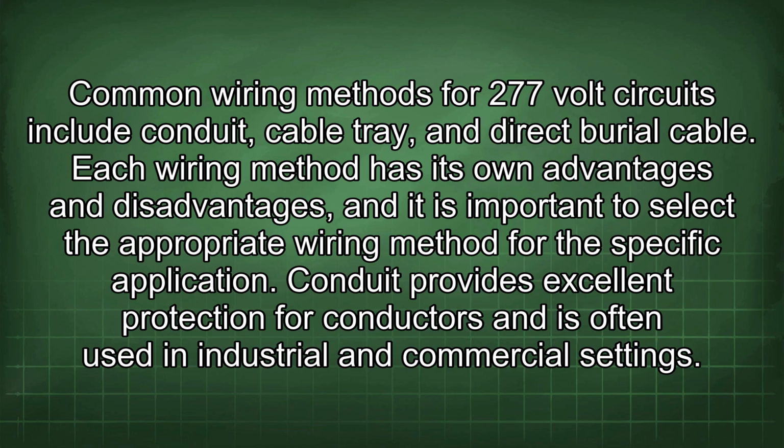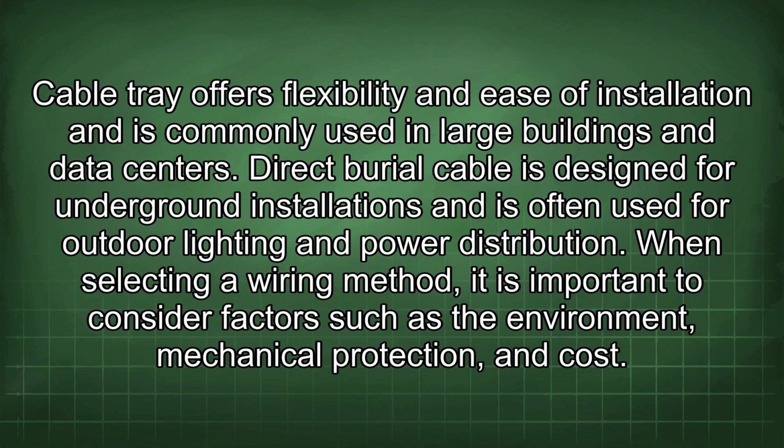Each wiring method has its own advantages and disadvantages, and it is important to select the appropriate wiring method for the specific application. Conduit provides excellent protection for conductors and is often used in industrial and commercial settings. Cable tray offers flexibility and ease of installation and is commonly used in large buildings and data centers. Direct burial cable is designed for underground installations and is often used for outdoor lighting and power distribution.